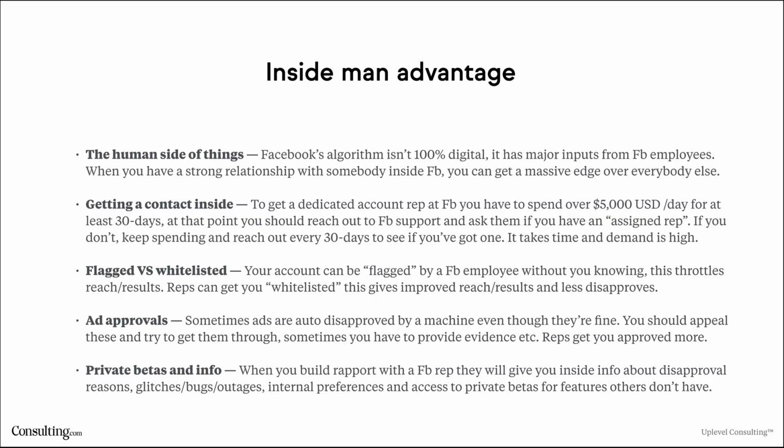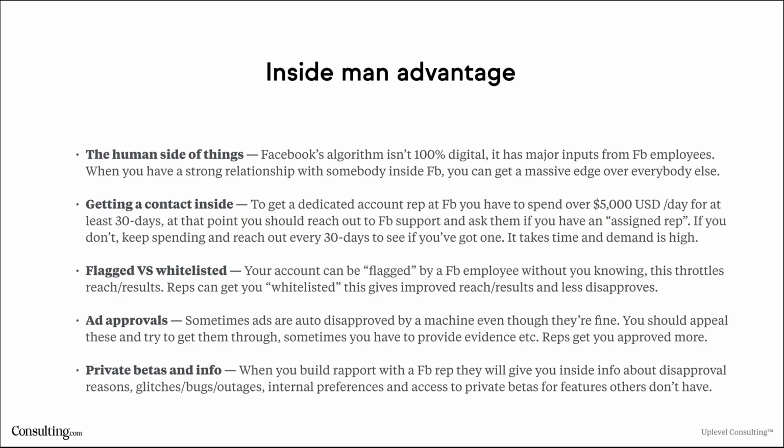But if it isn't approved and isn't rejected immediately, then it's queued for human review, which means a human's going to have a look at that thing sometime in the next couple of hours. And if a human looks at it and they don't like it, then it will get disapproved. And they also might flag your account if you have lots of disapprovals. And when your account is flagged, they won't tell you. You won't know. But when it's flagged, you get throttled reach and results, and it's harder to advertise, and you can also have trouble with disapprovals.